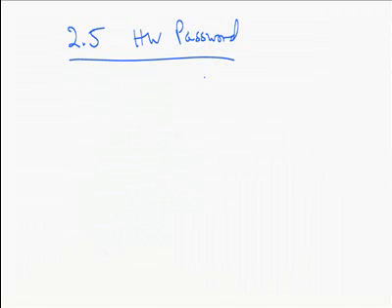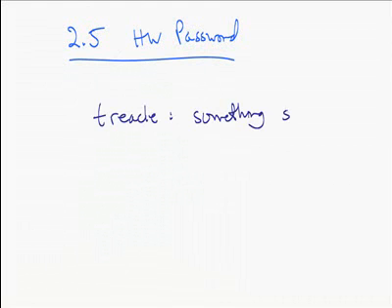So the last thing you need then to get started in your 2.5 homework is the password, and the password is treacle. T-R-E-A-C-L-E, and that just means something which is kind of annoyingly sweet. So, like a really sappy movie would be a treacle movie. So something very sweet, annoyingly sweet. Treacle is your password.